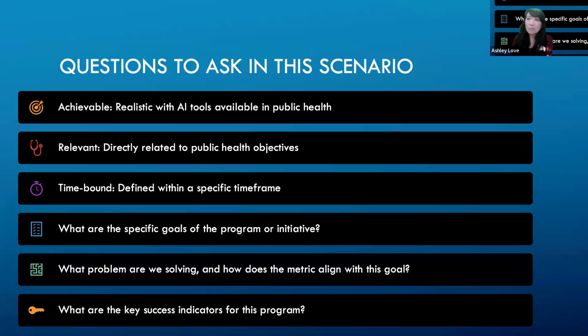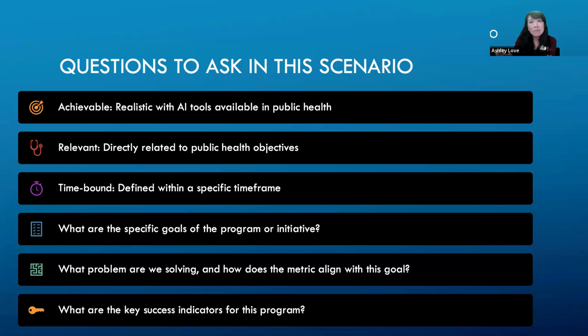So when you go into your own model and try to figure out what metrics or measures you are going to look at to evaluate the success of the program, you want to just make sure that it's realistic. In this case, a lot of people think AI tools are going to solve everything. It's just a tool. There's going to be another tool that's going to be better than AI, or an enhanced version of AI. Relevancy, meaning does it directly relate to public health objectives? So does it relate to your organization's objectives and strategic plan, mission, and vision?